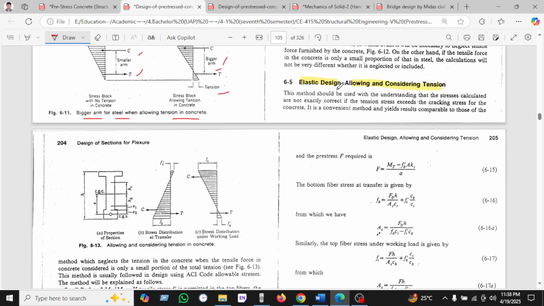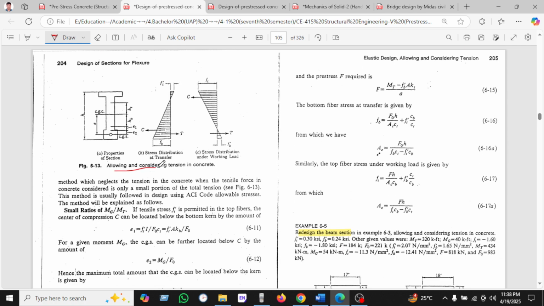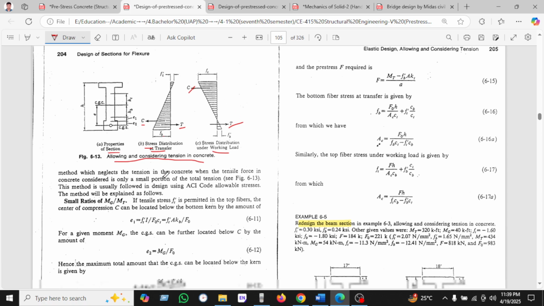So these are allowing and considering tension. We can see that this method should be used with the understanding that the stress calculations are only exactly correct if the tension stress does not exceed the cracking stress of the concrete, and it is a convenient method for yielding results. We have seen allowing and considering tension in concrete. This is the proposed section and the stress distribution at transformation: this is the tension, this is the compression, and this is the fiber. And the stress distribution under the working load: this is the tension, this is the compression.